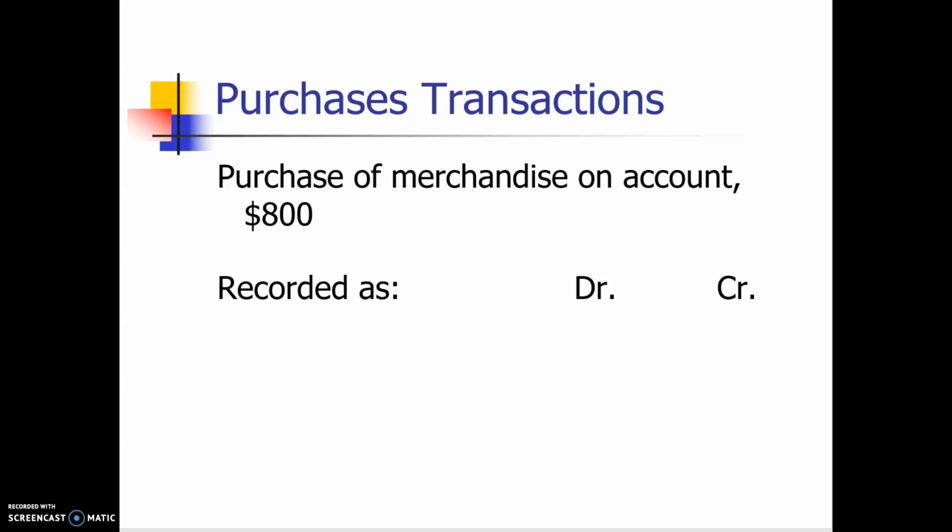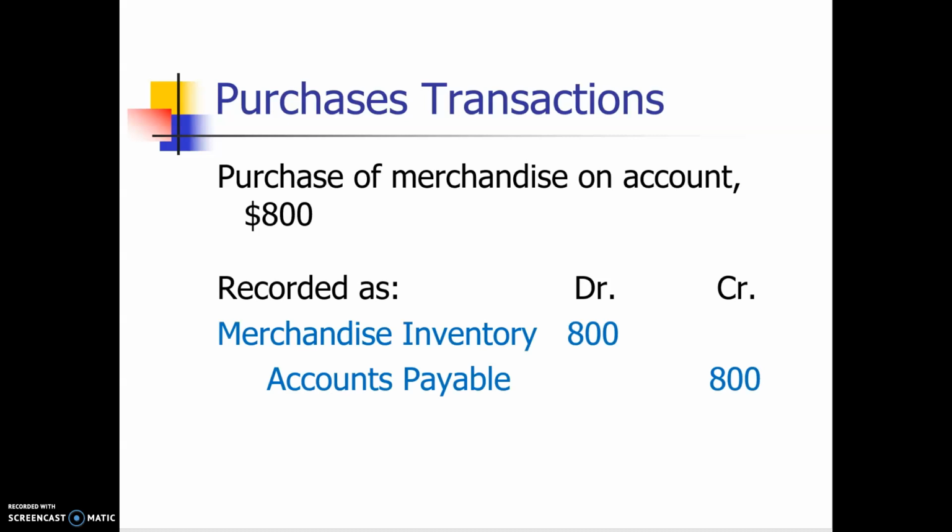So we're getting the merchandise inventory. It's an asset account. It goes up with the debit. We debit merchandise inventory. Since we bought it on credit, we credit accounts payable.